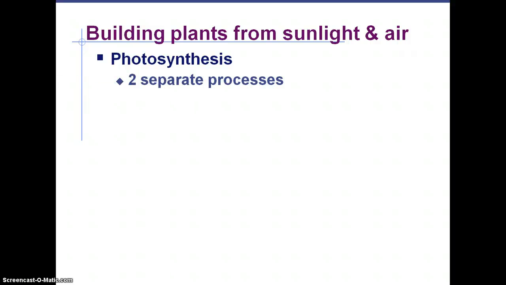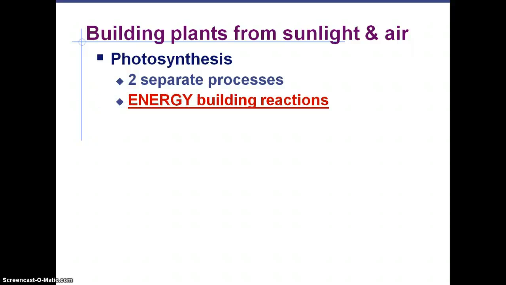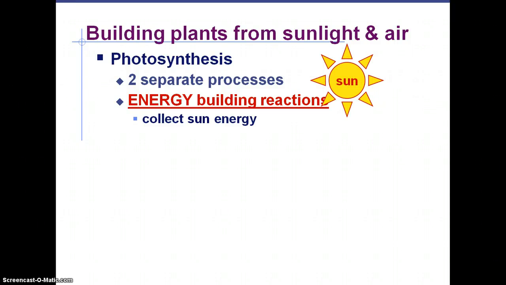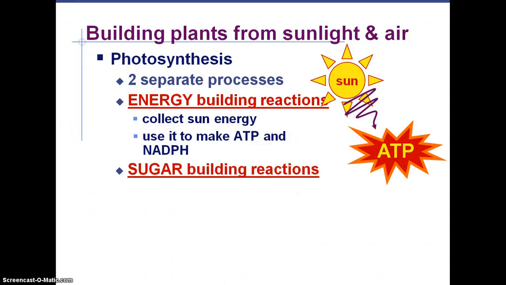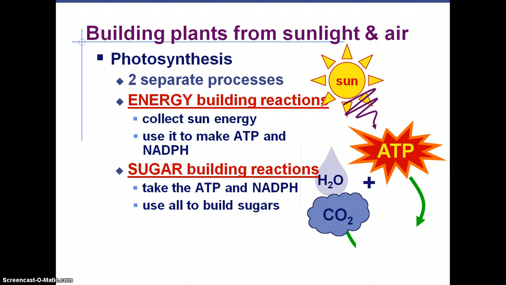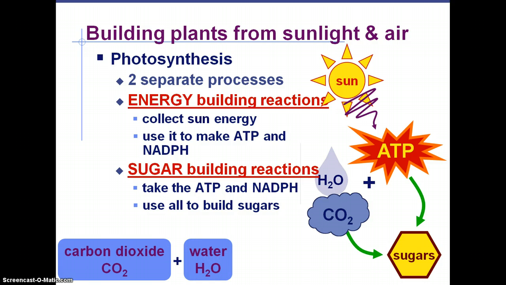Photosynthesis really is broken down, like I said, into two separate processes. One is the energy building reactions, also known as light dependent reactions. This is where energy from the sun is used to make ATP and something called NADPH, which is just an electron carrier. And then you have your sugar building reactions, also known as light independent reactions, where you take the energy stored in ATP and NADPH and you use it to build sugars. You also need carbon dioxide and water for this process.